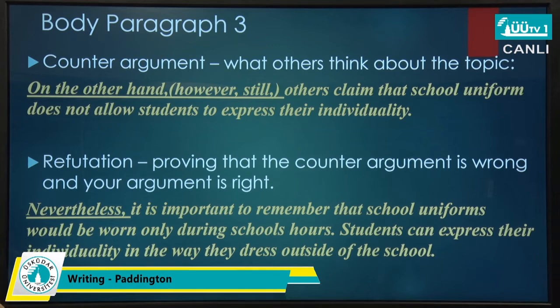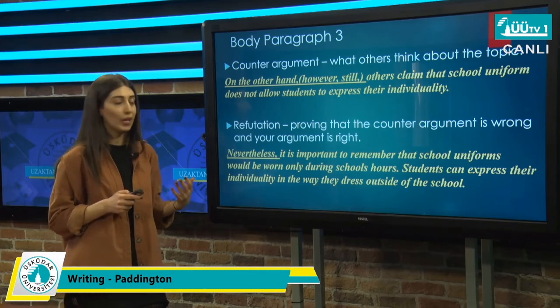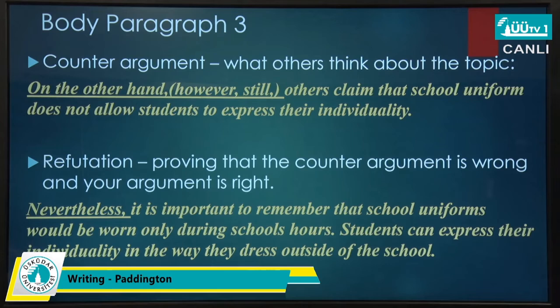Why are they against school uniform? And after that, as I told you before, there must be a refutation. Here, you are proving that the counter-argument you presented previously is wrong. And you have to prove why your argument or why your arguments are right. So, how are you doing this?